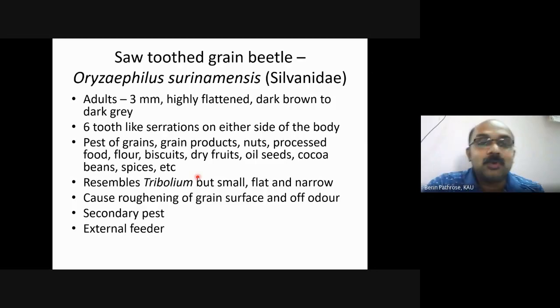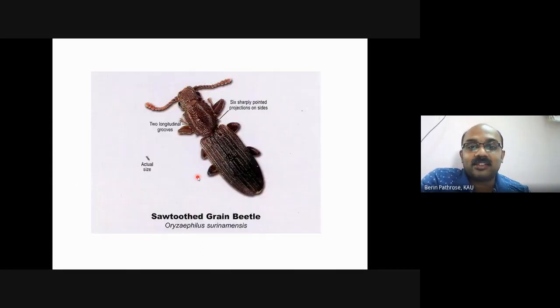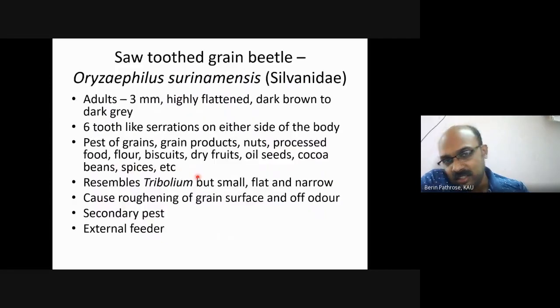It is slightly smaller than Tribolium. It is 3 mm in size, flattened, dark brown to dark gray. You can see the color of it. It's not reddish brown in color. It's dark brown to dark gray. It's flattened. I've shown you the serrations on either side of the thorax. You can specifically mention it as either side of thorax because it is on the thorax only.